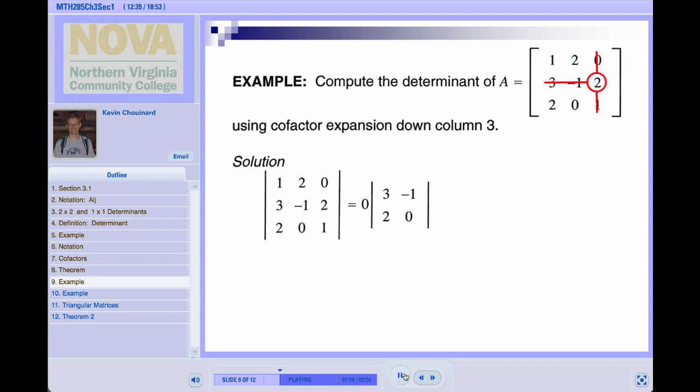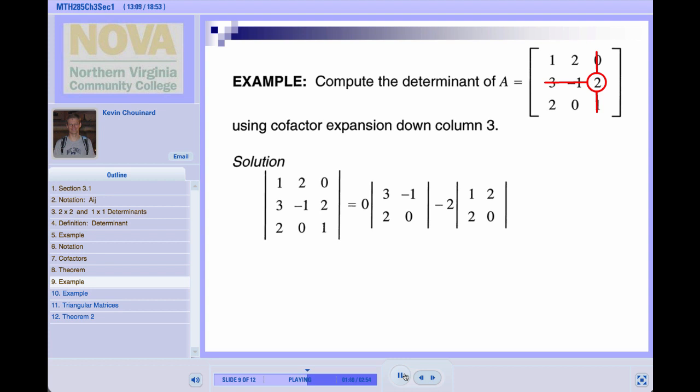And since we're working our way down the third column, the next entry is the 2 that resides in the second row, third column. So we eliminate the rest of the second row and the rest of the third column. And so this is a negatively signed entry, so we're going to do -2 times the determinant of the corresponding submatrix, which will have rows -1, 2, and 2, 0.